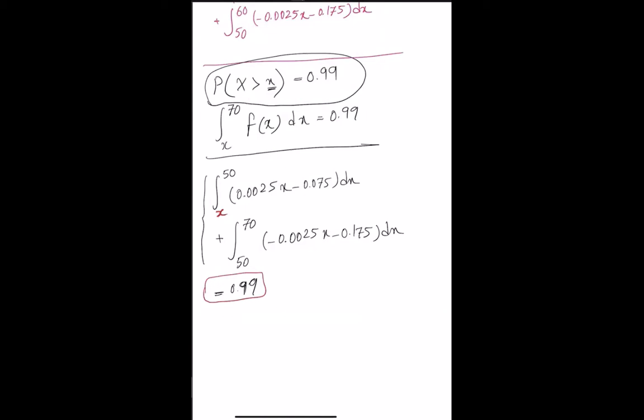And if we calculate the integrals, put in the upper values and lower values, set it equal to 0.99 and solve it for x, we are going to find the value of x, which is going to be the value where our random variable is going to get a value greater than this with the chance of 99%.